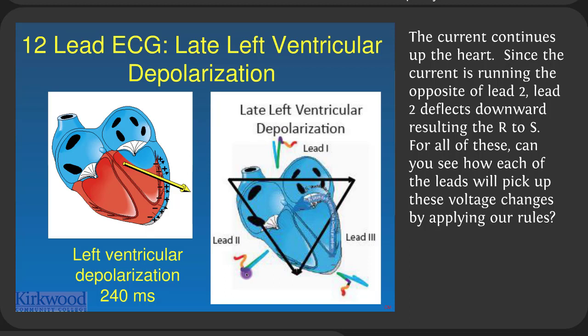For all of these, can you see how the leads will pick up these voltage changes by applying our rules? Trying to get you to start to think these through yourself. So the first thing here is this is very perpendicular, and so it won't be picked up by lead 1, but it does run in the opposite direction of lead 1, so we get a negative deflection in lead 1. It's pretty tricky in lead 3. We run the opposite direction of our lead, but by the time it goes around the back of the heart, the pathway starts to run in the same direction as lead 3, so we get a downward deflection and an upward deflection in lead 3.